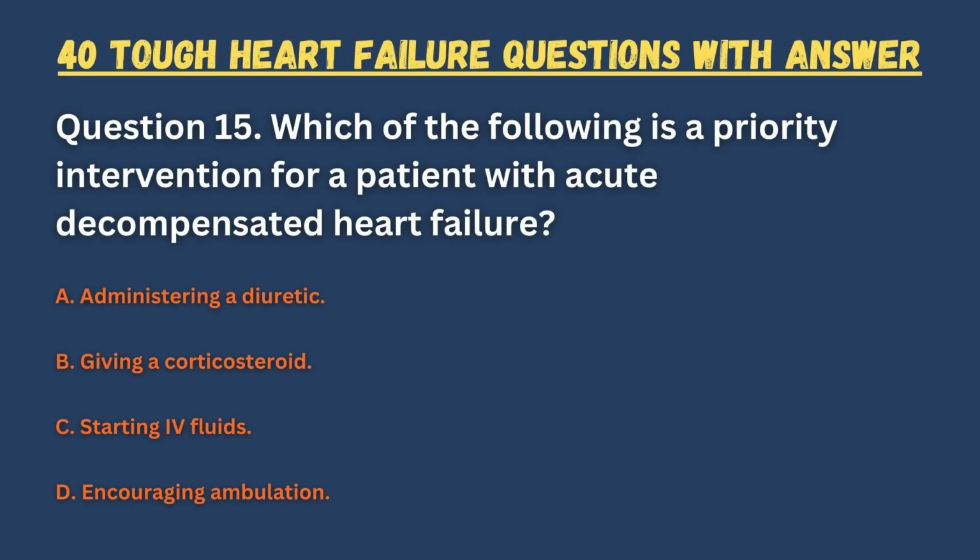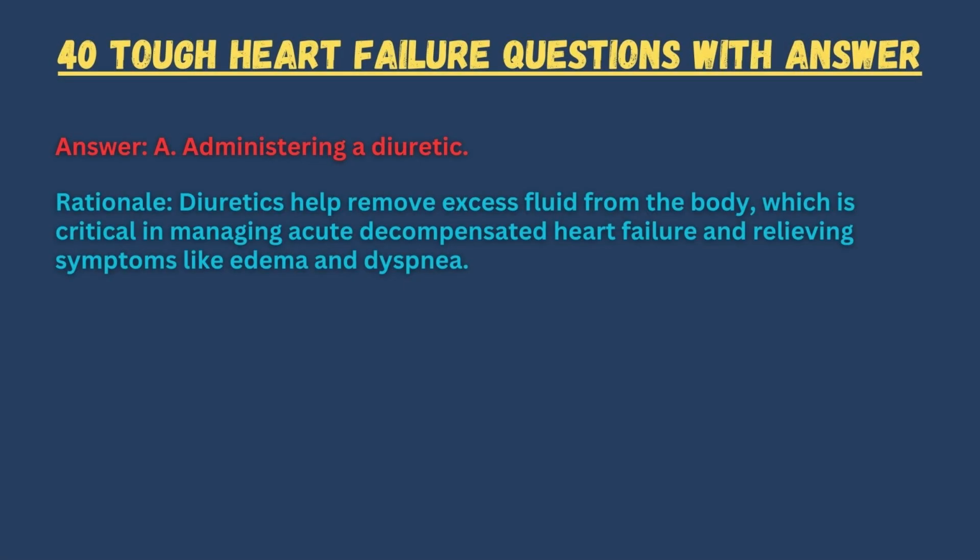Question 15. Which of the following is a priority intervention for a patient with acute decompensated heart failure? A. Administering a diuretic. B. Giving a corticosteroid. C. Starting IV fluids. D. Encouraging ambulation. Answer: A. Administering a diuretic. Rationale: diuretics help remove excess fluid from the body, which is critical in managing acute decompensated heart failure and relieving symptoms like edema and dyspnea.